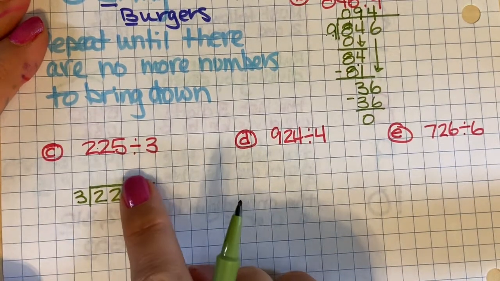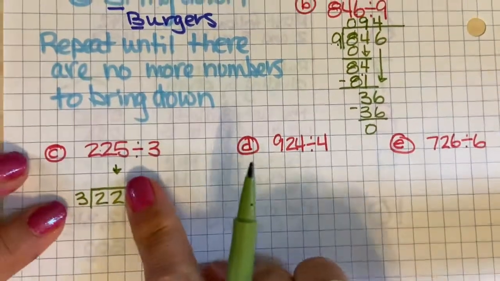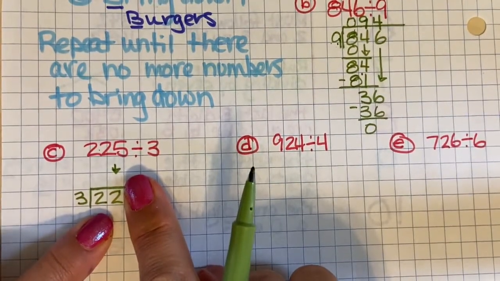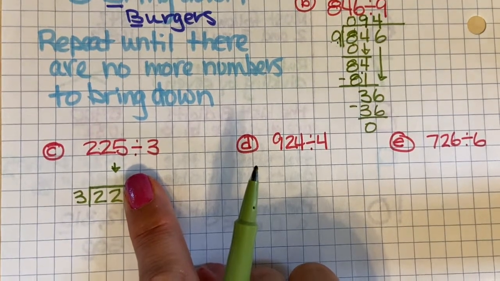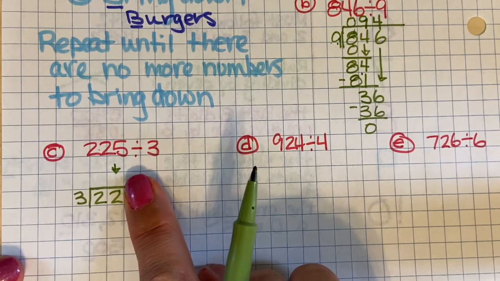So 3 doesn't go into 2. So if I went to 22, that means I got to start right here. So how many 3s would fit into 22? Well, 3 times 7 is 21. That's really close. I want to get as close as possible without going over. 3 times 8 is 24.